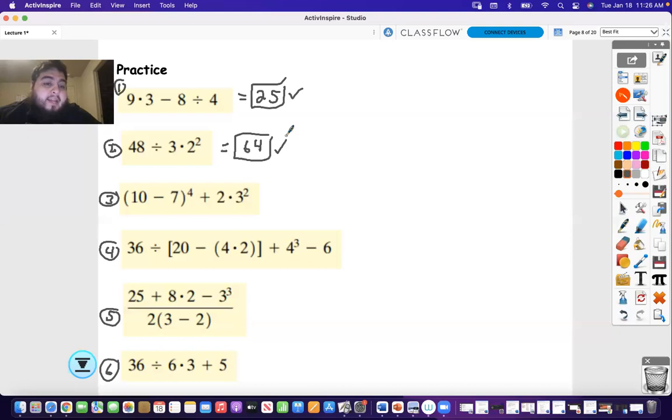All right, number three. From 3 forward, it starts to get a little tricky, right? A little bit more steps. But don't freak out. Follow your PEMDAS checklist, and make sure you do the steps as they go. So number three, does anyone have an answer for 3 yet? Or are people still working? Does anyone need more time to work these out?